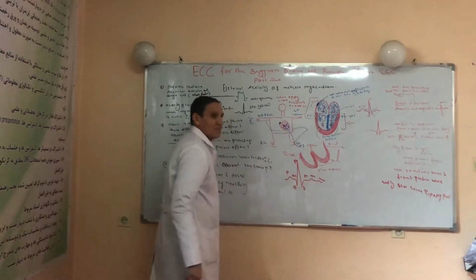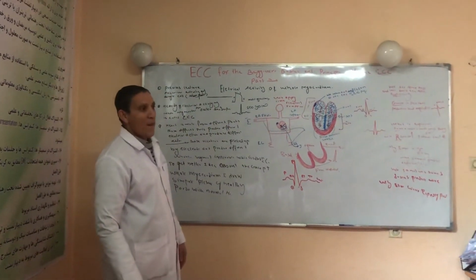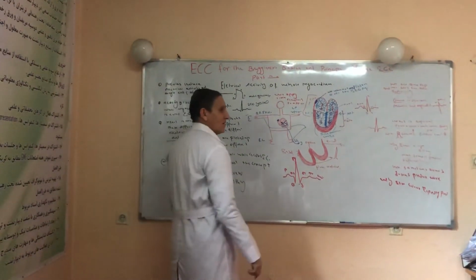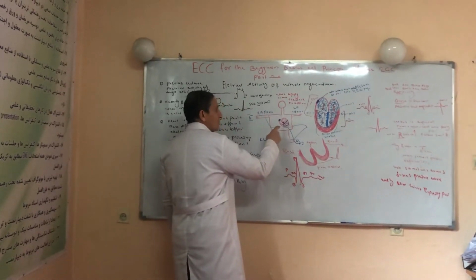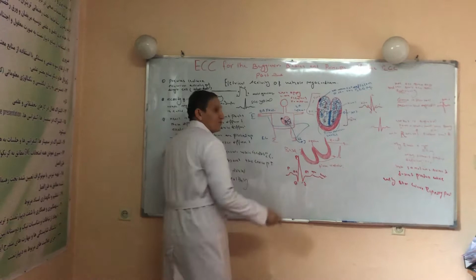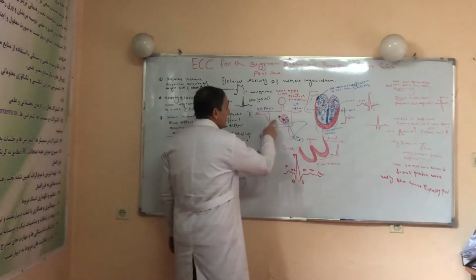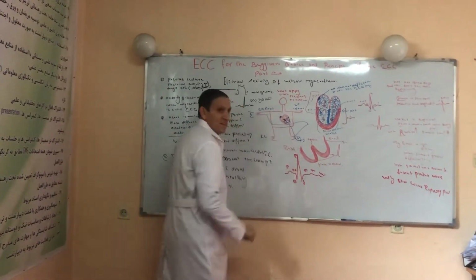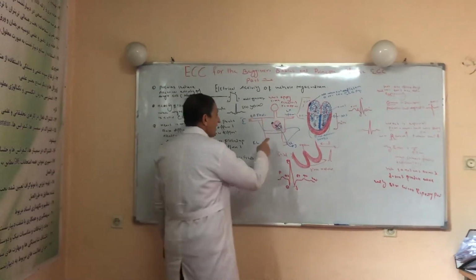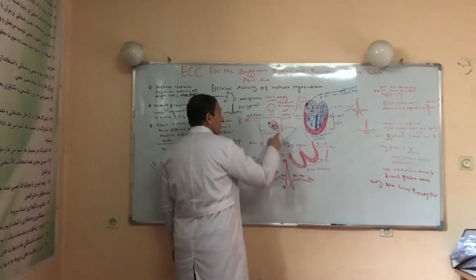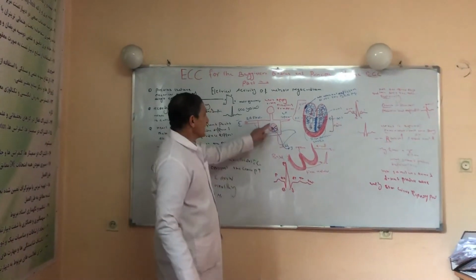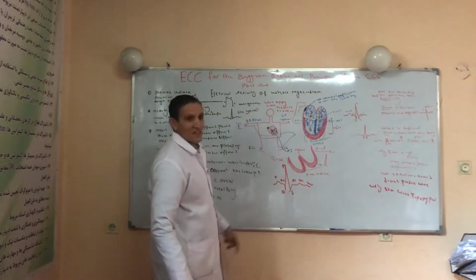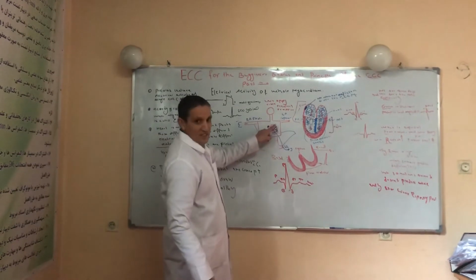The right atrial vector produces a small vector here. After the right atrium, the left atrium. From the right atrium, we will move to the left atrium. The left atrium also depolarizes from here. The first cells are depolarized, then the second, then the third. Finally, the left atrium is also depolarized.